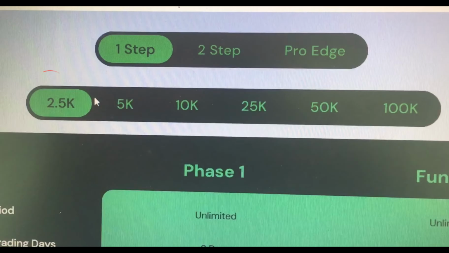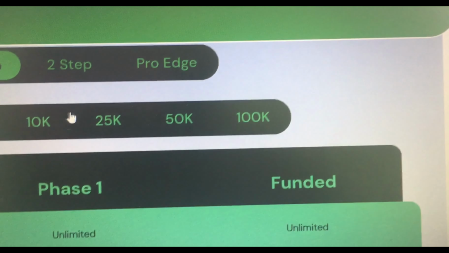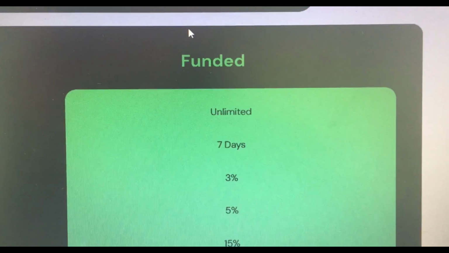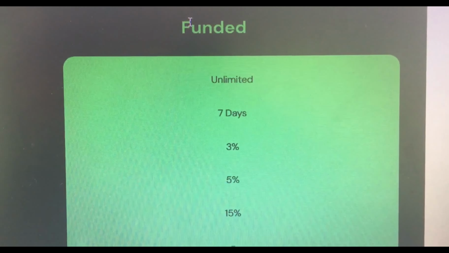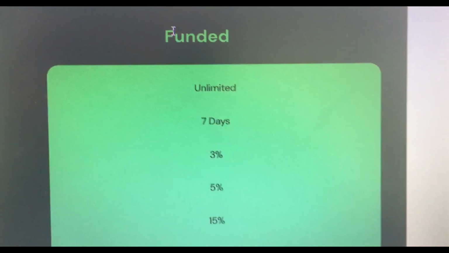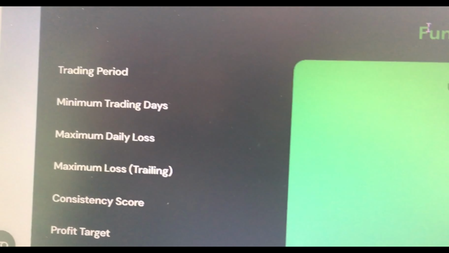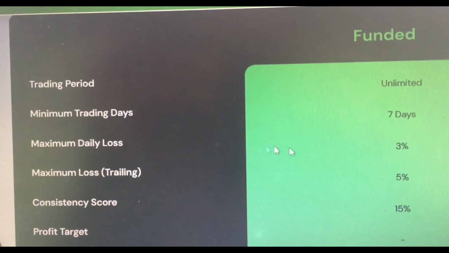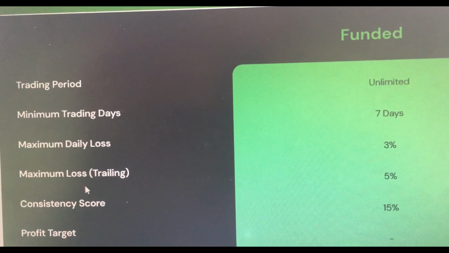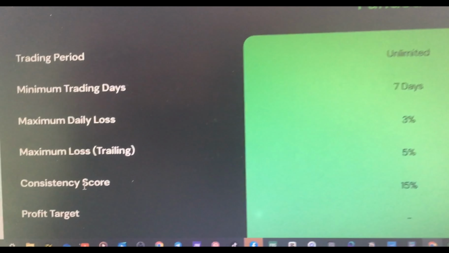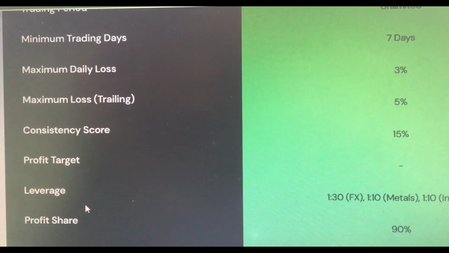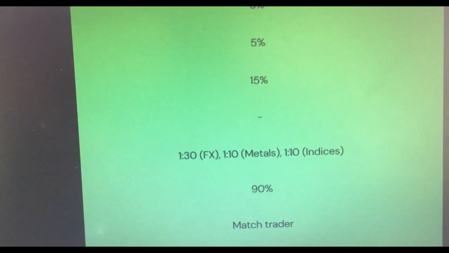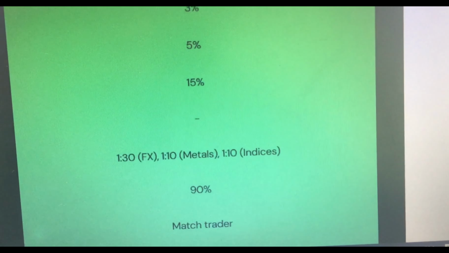They allow one step starting from 2k, and we are going to be getting a Pro Edge. That is a live account, but it's literally simulated. It's not real money. We only get paid real cash. This is the dashboard, and this is what it looks like on the Pro Edge. Trading period is unlimited. Minimum trading days is 7 days. Maximum daily loss is 3%, and max loss is 5%. They have a 15% consistency score, and there is no profit target. Leverage is 1:30 for forex, 1:10 for metals, and 1:10 for indices.